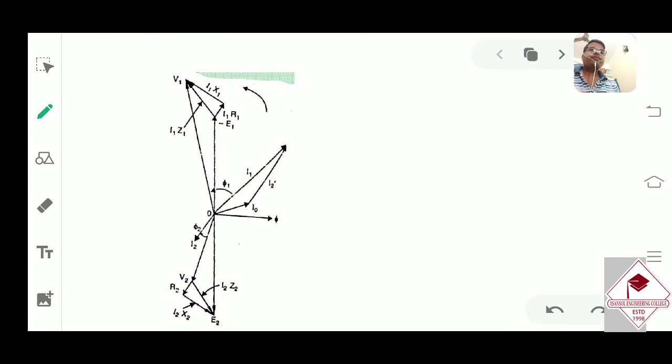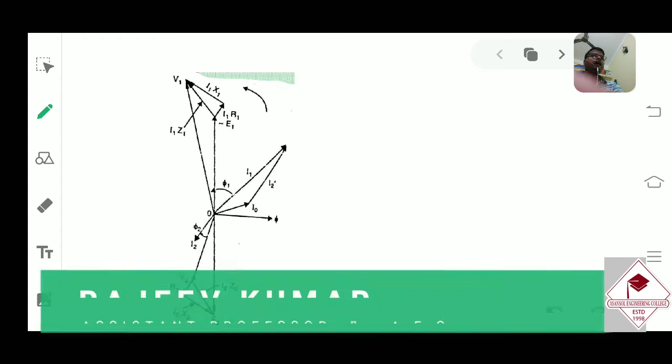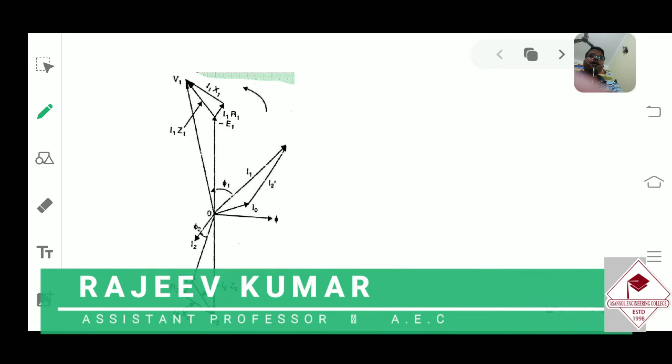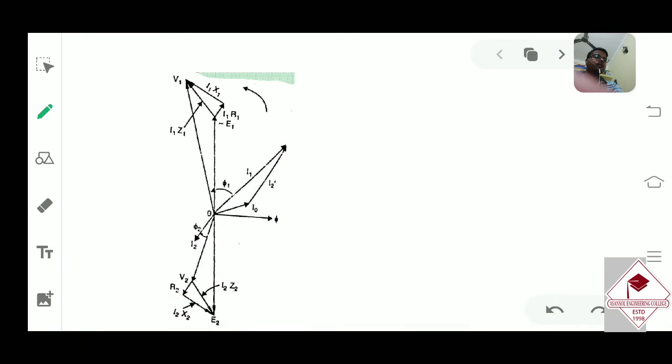Dear students, in the last class we learned how to draw the phasor diagram for different kinds of loads like inductive load and capacitive load. We have already learned how to draw the phasor diagram for resistive load also. In the earlier classes we drew those phasor diagrams not for the practical transformer but for the ideal transformer having certain losses, that is core loss actually.